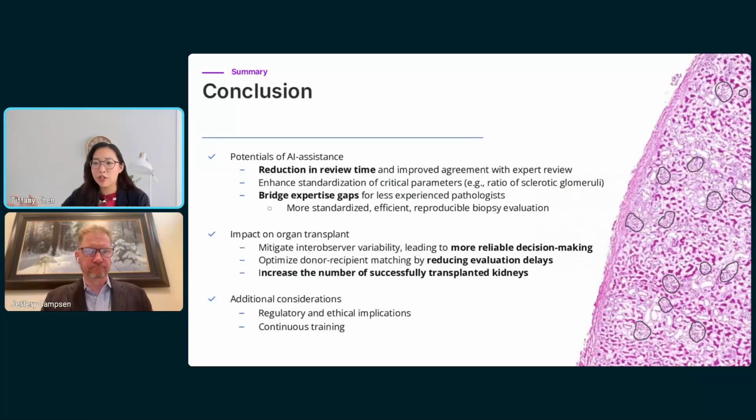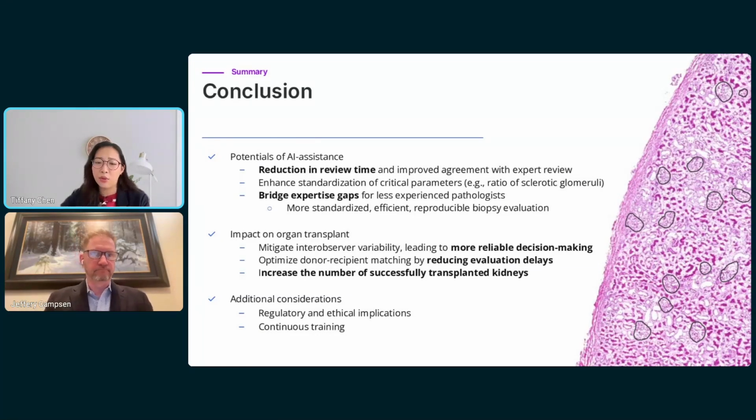So I'm just going to quickly summarize from the pathologist point of view. For us, this is a great advancement, a great tool to have. Again, it really reduces that cognitive burden of manually having to identify and count glomeruli. And then it can also really help us streamline the entire diagnostic workflow and give us back some time as well when it comes to evaluating these slides.